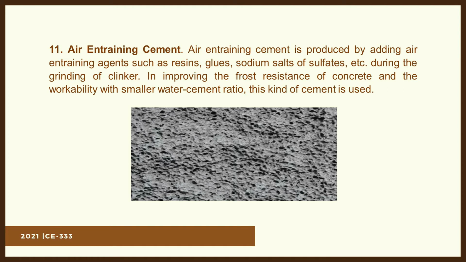Next is air entraining cement. Air entraining cement is produced by adding air entraining agents such as resins, glues, sodium salts of sulfates, etc. during the grinding of clinker. In improving the frost resistance of concrete and the workability with smaller water-cement ratio, this kind of cement is used. So yung cement naman na to ay ginagamit usually sa mga countries na may snow. The primary use of air entraining cement is it improves the frost resistance of concrete.